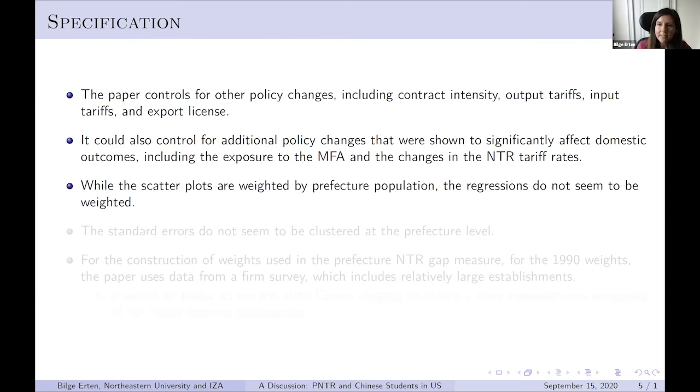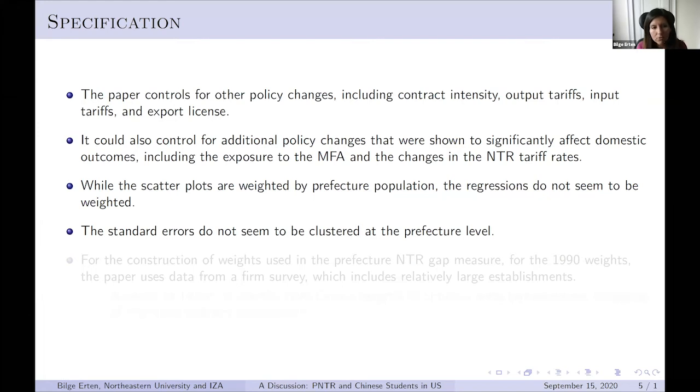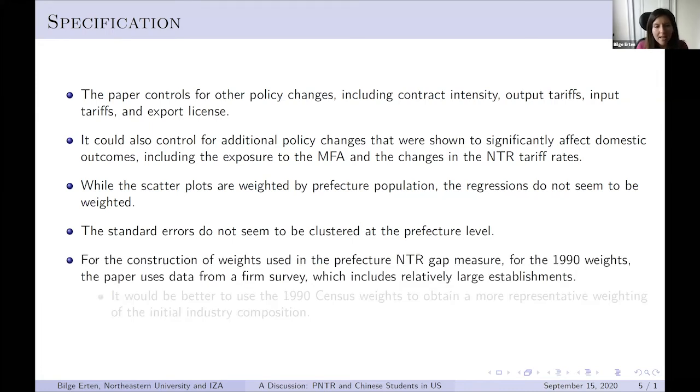So I see that the scatter plots are weighted by prefecture population, and the regressions do not seem to be weighted. So maybe I missed that, but it could be useful to weight them. And the standard errors don't seem to be clustered at the prefecture level. I didn't see that. Maybe you did it already, but I didn't see it written out in the paper.